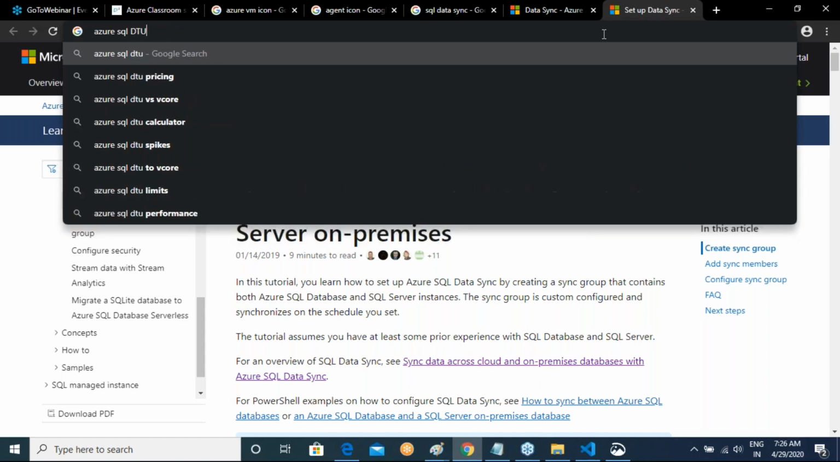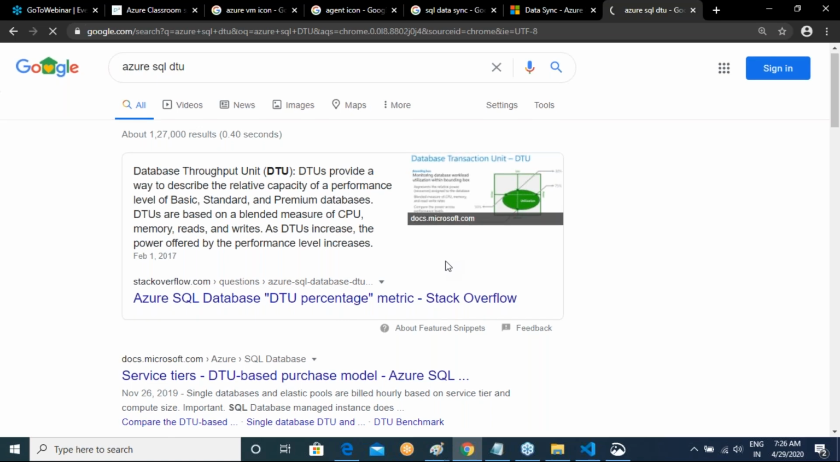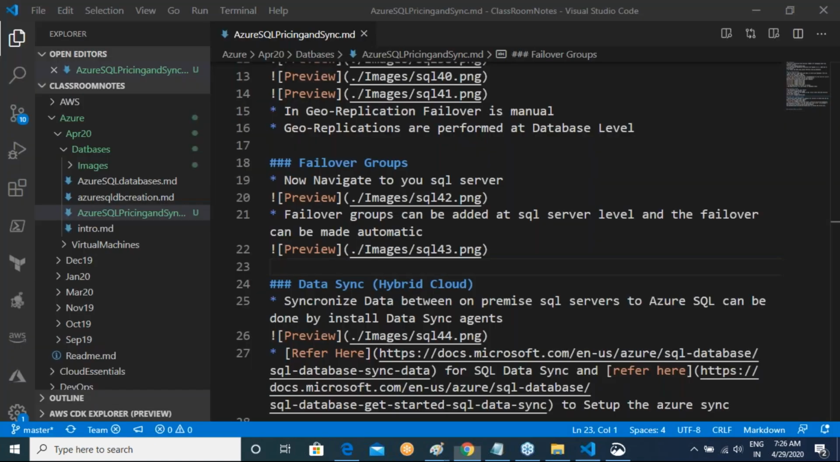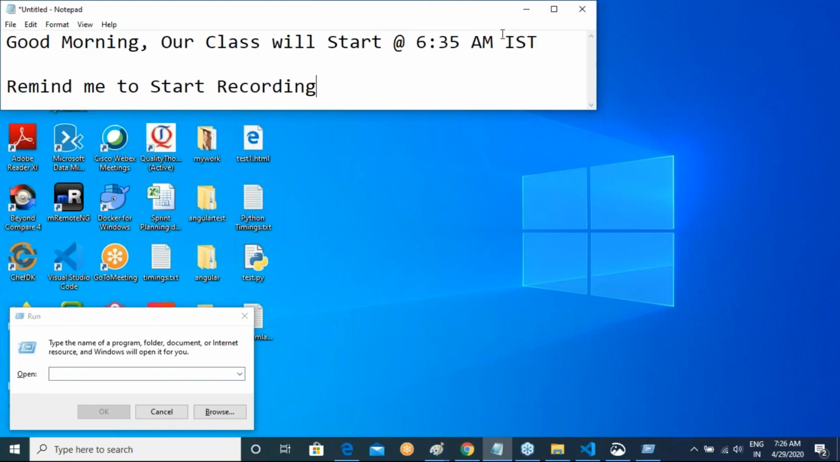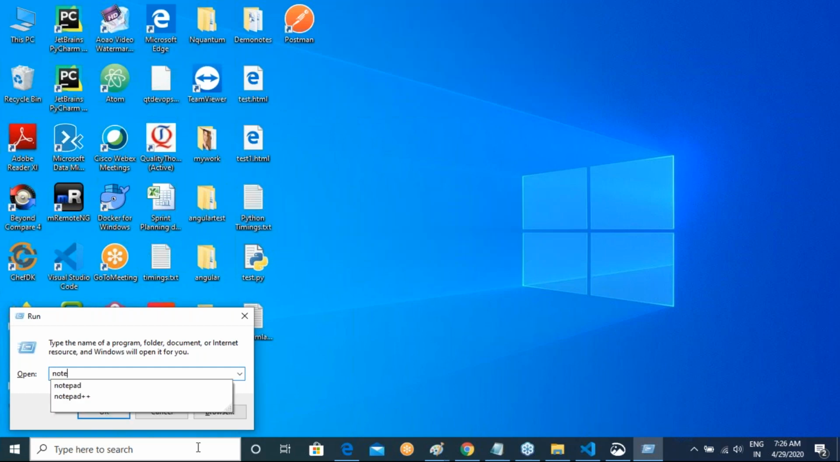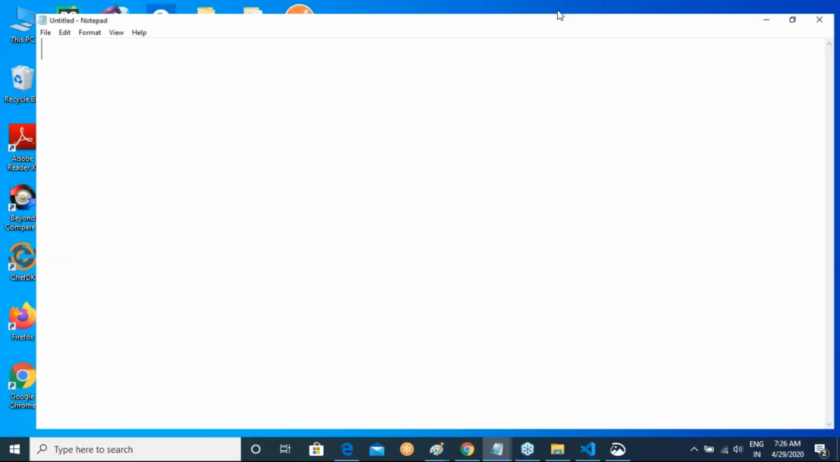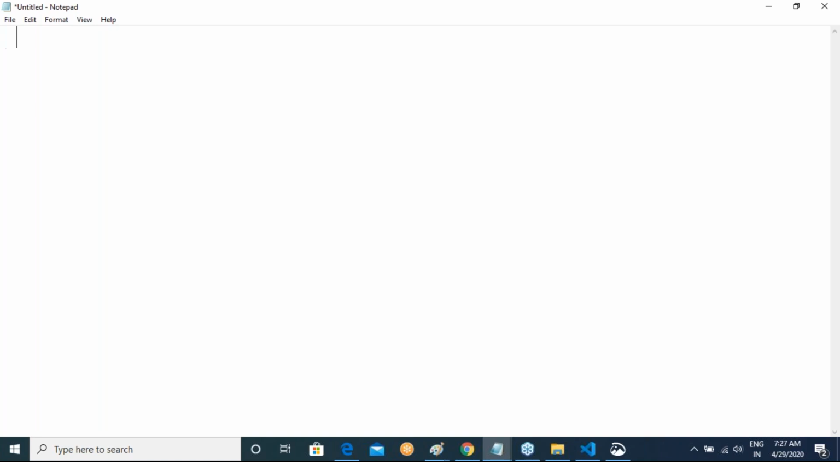Now, when Azure started, on Azure SQL pricing, Azure used to say that if you want to use Azure, I am giving you a DTU. DTU is something they call a database transaction unit.